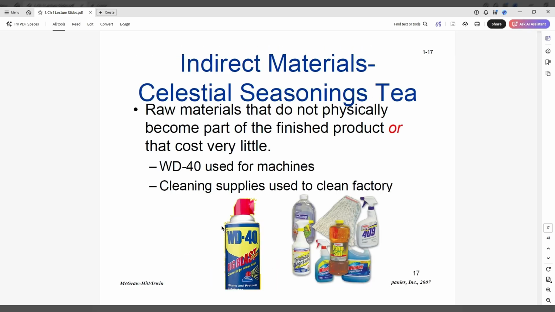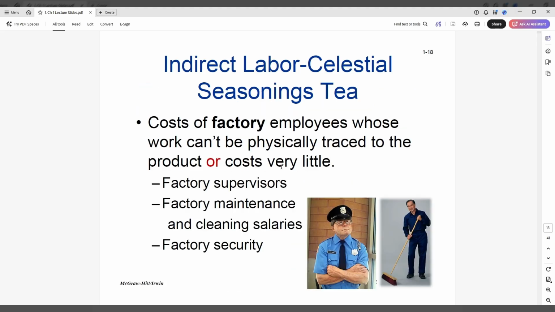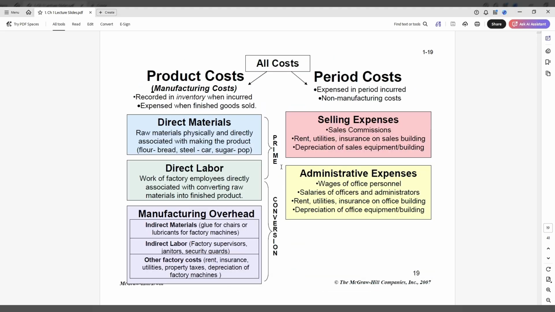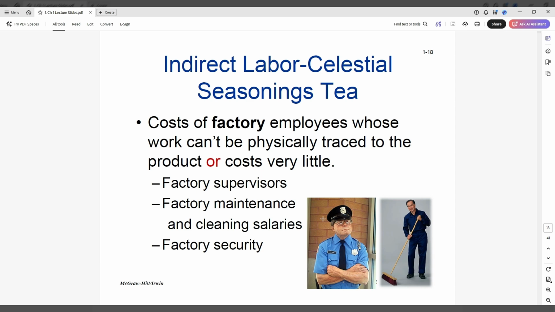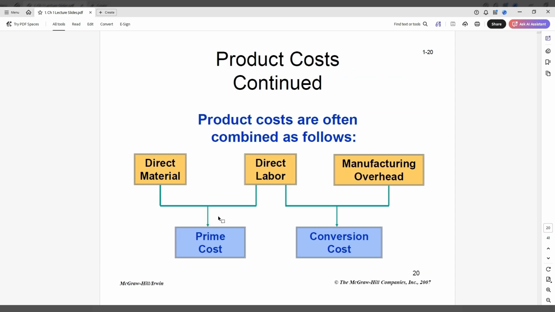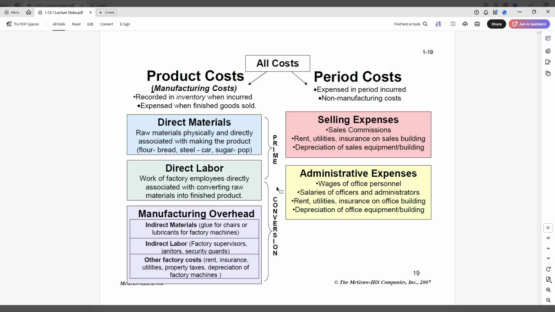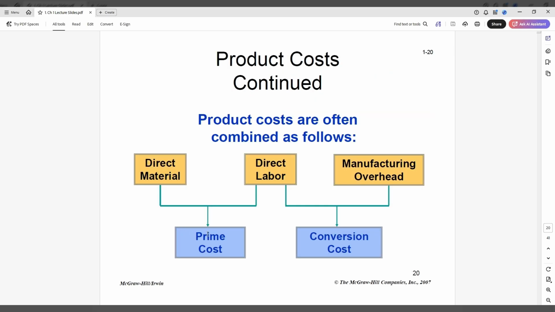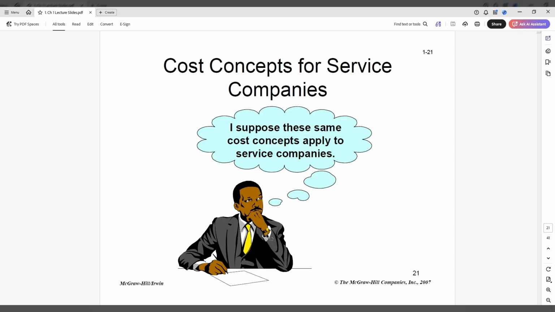We talked about all this other stuff already, so let's move on. WD-40 again, cleaning supplies could be indirect materials, which is overhead, so just more examples. The janitor, the security guard, those are overhead costs. We already looked at that, but it's just another slide showing that. Our prime costs of direct materials and labor, and then conversion costs to convert these materials using the labor into final products. So just more classification.